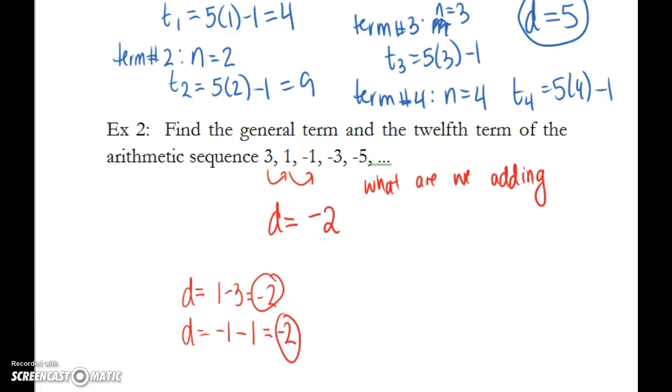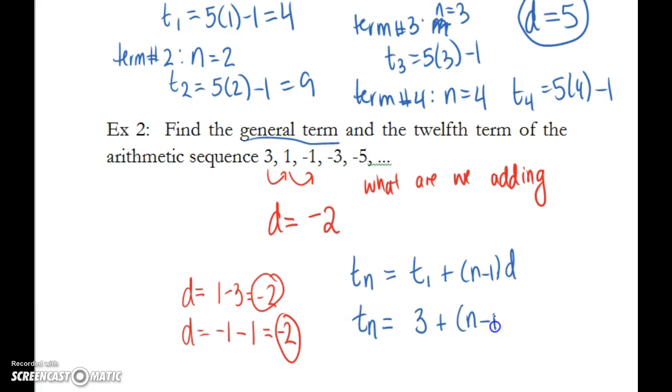All right, so the first part of it is find the general term. The general term really means just find an equation for T sub n. And for arithmetic sequences, our formula for a particular term is T sub n equals T sub 1 plus n minus 1 times d. Now you don't have to memorize this formula, but you do need to know how to use it. So we're going to keep our T sub n as a variable because we're finding the general term. T sub 1 is our first term, which is 3. N, because it's general, is going to remain n, but d is negative 2.